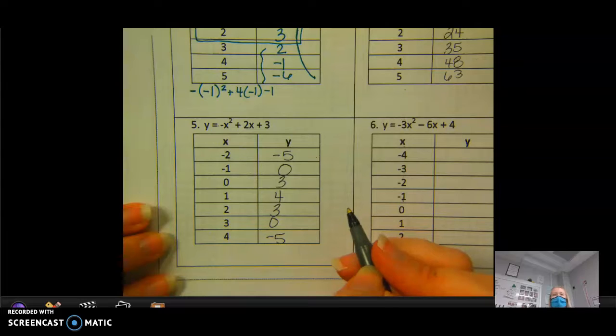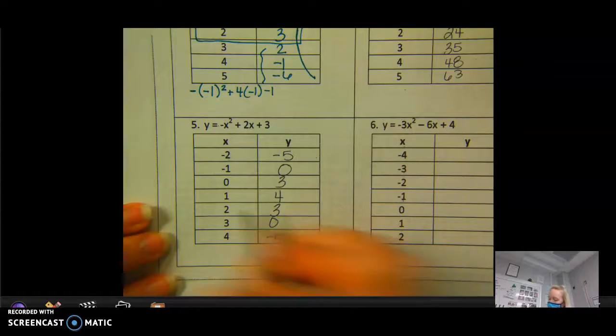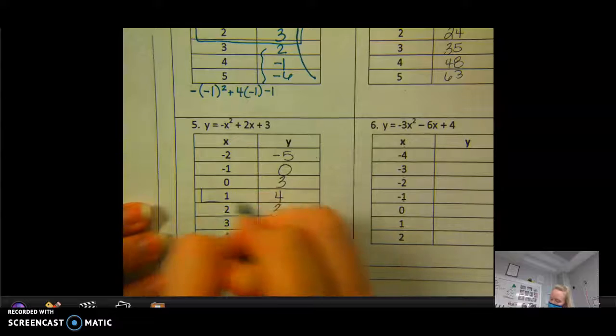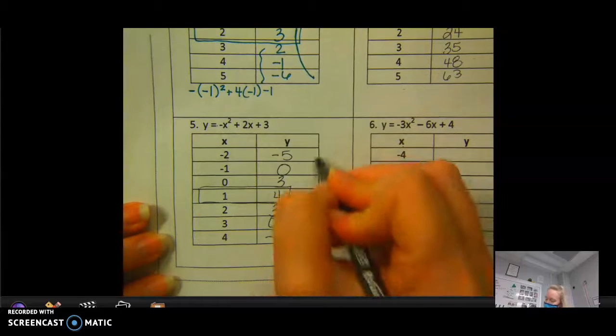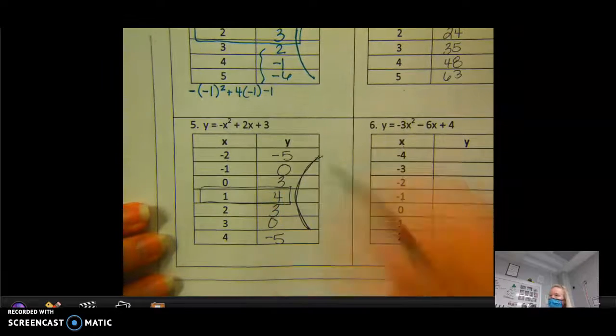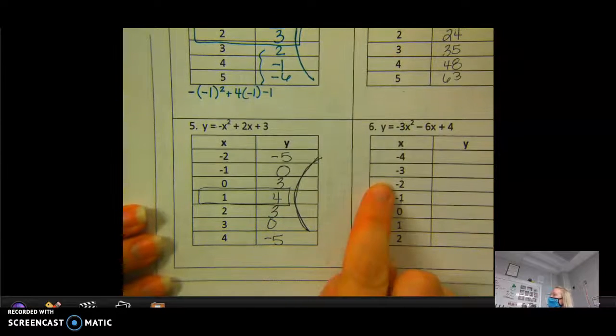So it's a whole point. What's my x and what's my y? Not 0, 3. It's going to be this 1, 4. Because that's the point at which it turns, right? All right, do one more on your own. Number 6.